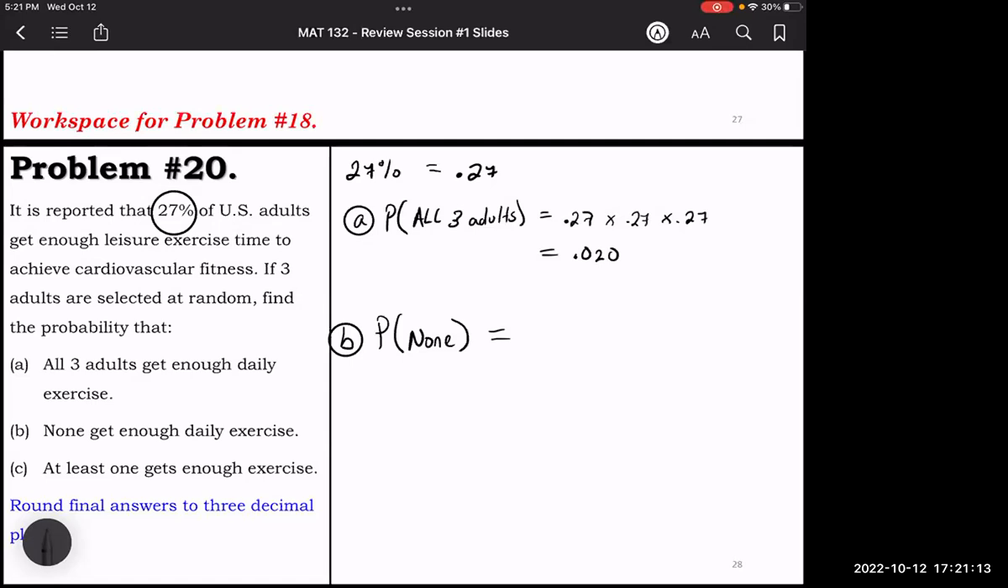73. So if you want to compute the probability of none, meaning that the first, second, and the third person do not have enough leisure time, then you would have taken 0.73 because it's the complement of 0.27. And you would have multiplied 0.73 now 3 times. If you do and round your answer to 3 decimal places, it's 0.389. Done.